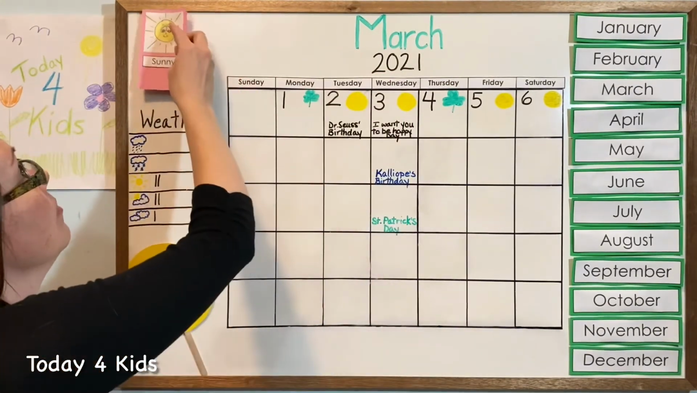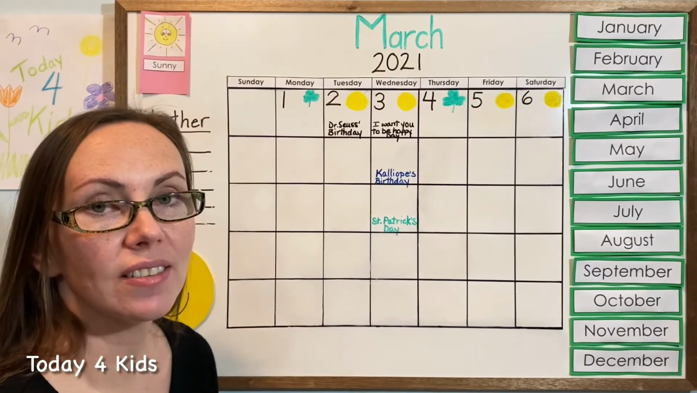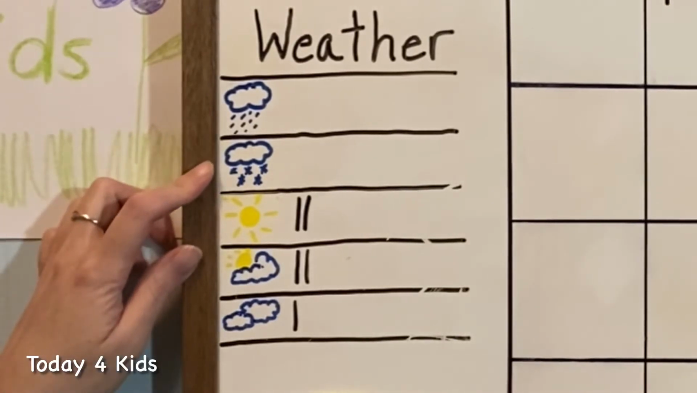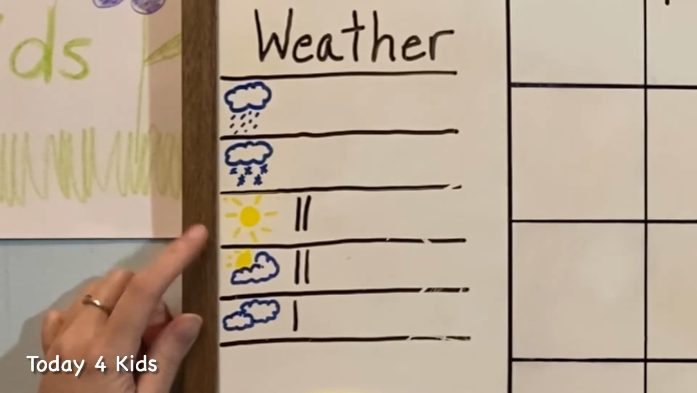Let's put the sun up here. And will you help me put the weather into our weather chart? So the first one is raining, but it's not raining here. Let's go down to the next one. Snowing? Nope, it's not snowing here. There is the sunshine. So we're going to put another tally mark in our sunshine.